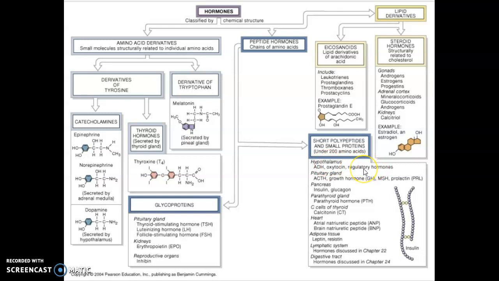The regulatory hormones are secreted to the anterior pituitary to trigger the anterior pituitary hormones to be made, but antidiuretic hormone and oxytocin are actually released from the posterior pituitary, even though they are made in the hypothalamus. But these are either short polypeptides or small proteins. Okay, our pituitary gland, notice a lot of those anterior pituitary gland proteins, adrenocorticotropic hormone, growth hormone, melanocyte-stimulating hormone, and prolactin fall in this category.